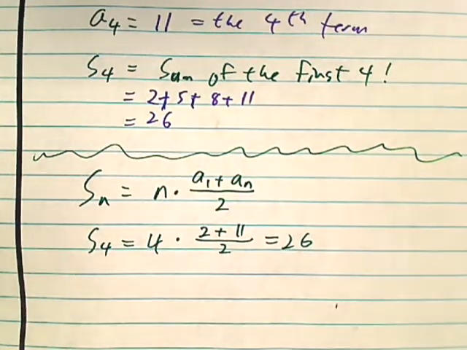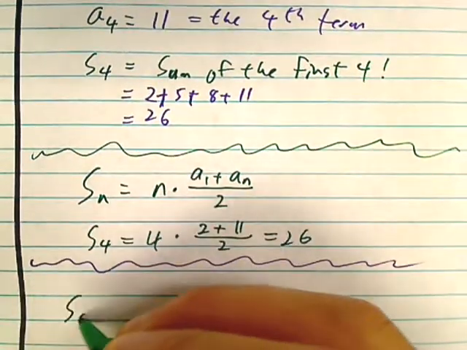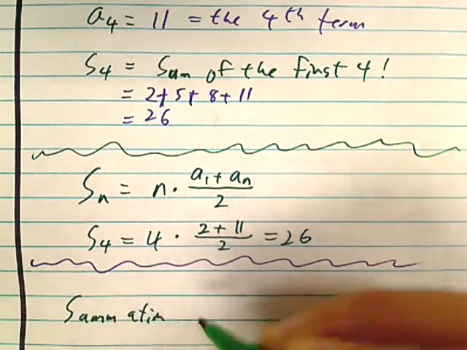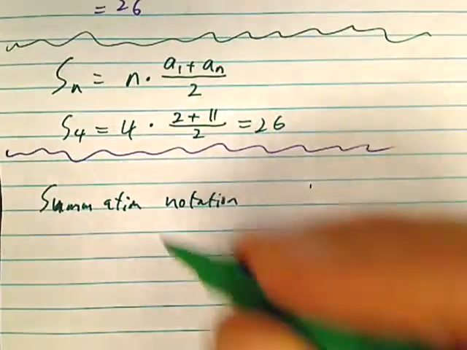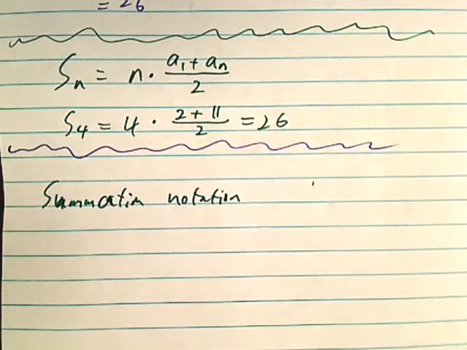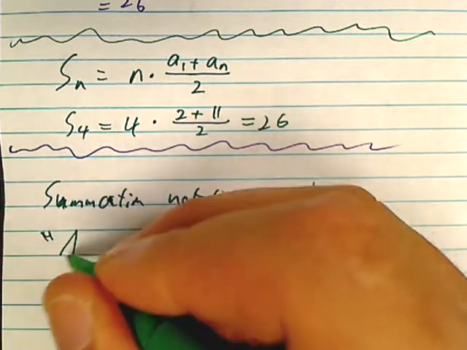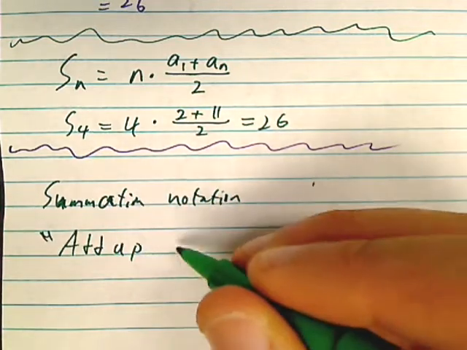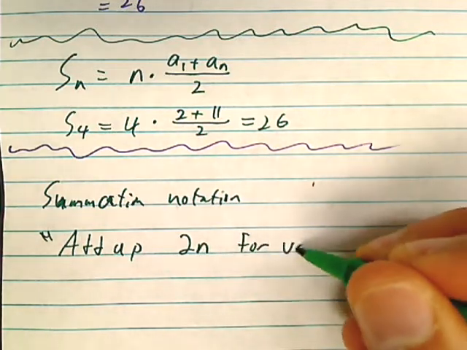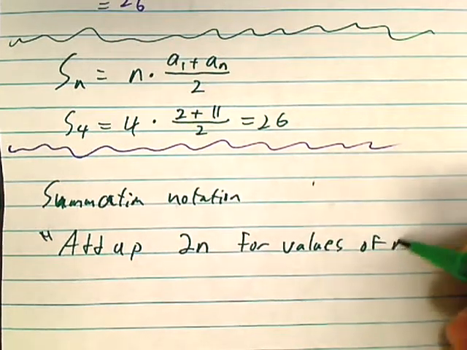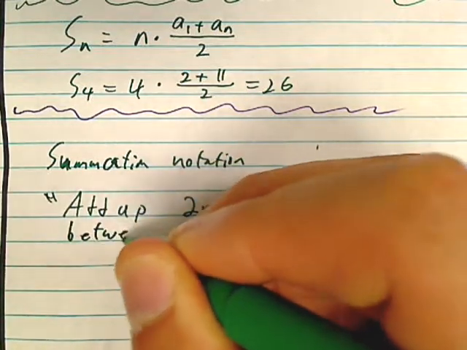Okay, the last thing I want to talk about is something called summation notation. It's a way to write out sums in a more concise way. So here is the sentence. I'm going to say, hey, y'all, I want to add up whatever 2n is for values of n between 1 and 43.